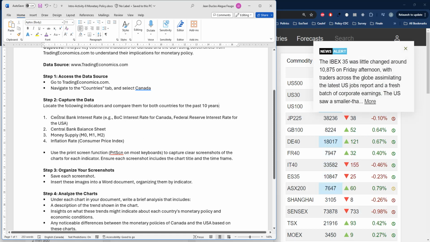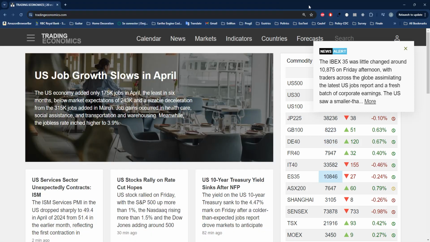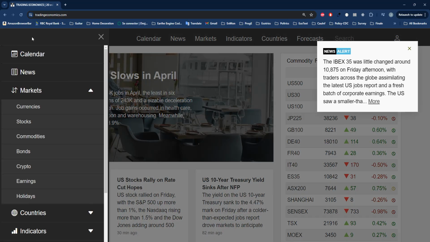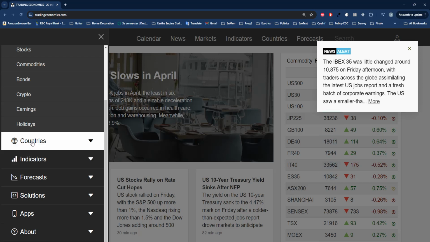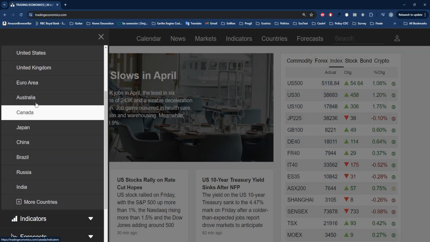So we will start with this one. So I'll go right here. This is how you proceed. You come here and click on this hamburger menu. That's how it's called. And you scroll down. You will go to where you have countries. Click and you take Canada.